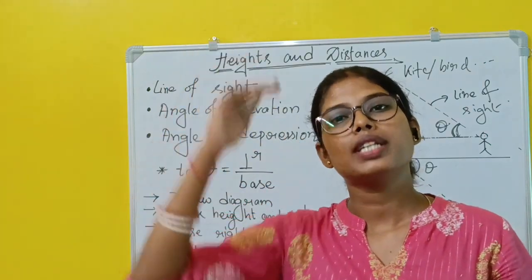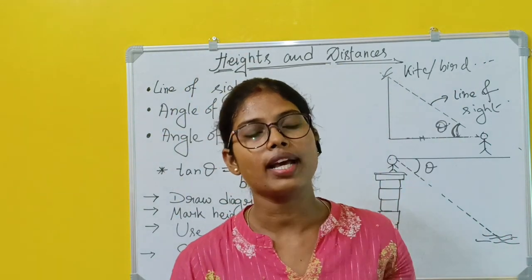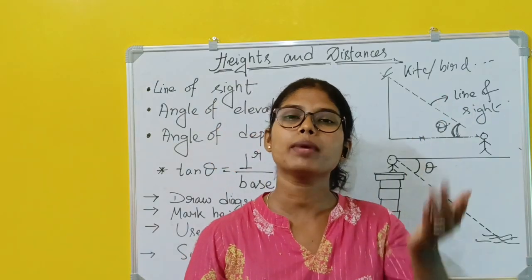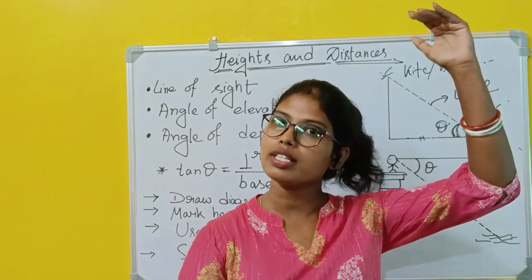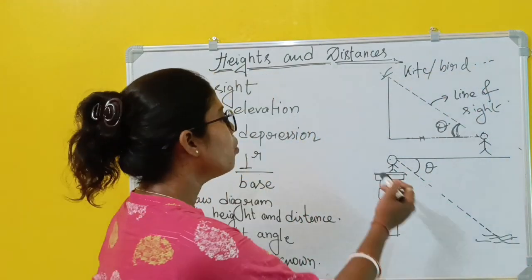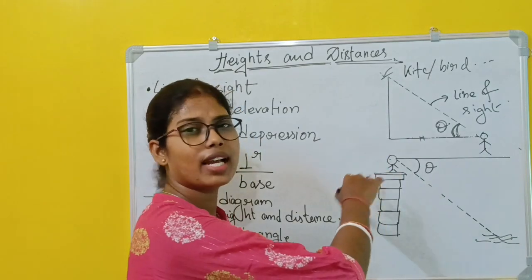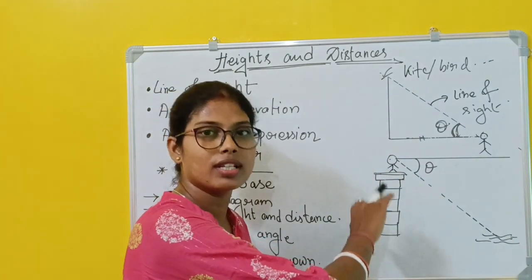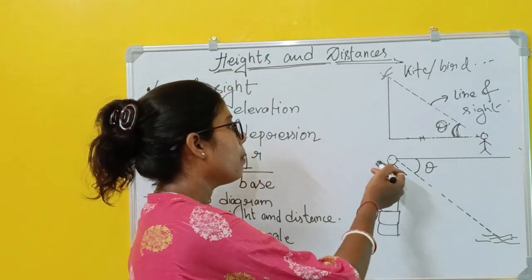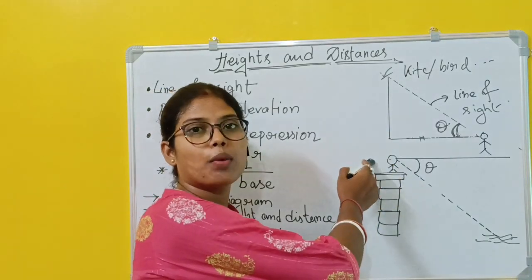अगर कोई इंसान ऊपर है, यानी रूफ टॉप पे है, कोई एयरप्लेन पे है, कहीं पे भी हो सकता है, ऊपर है, नॉट इन द ग्राउंड लेवल, तो तब वो इंसान... I have tried to draw a tower, a rough tower here. So person is standing over the tower.